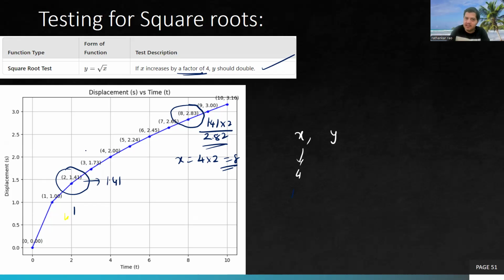So this is not an exponentially increasing function. See, these are curves which are very similar. An exponentially increasing function and a square root function both appear to be similar, but you need to very clearly justify which one is which. Right. Let us go to the next one.